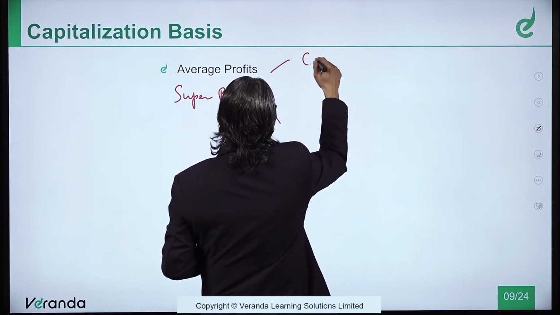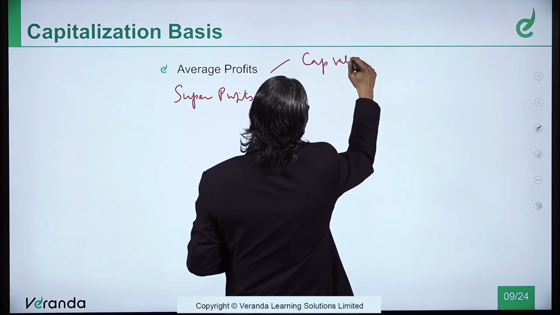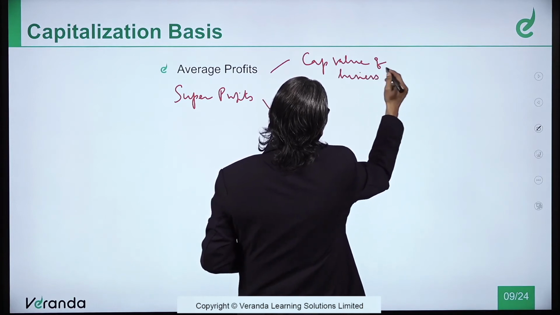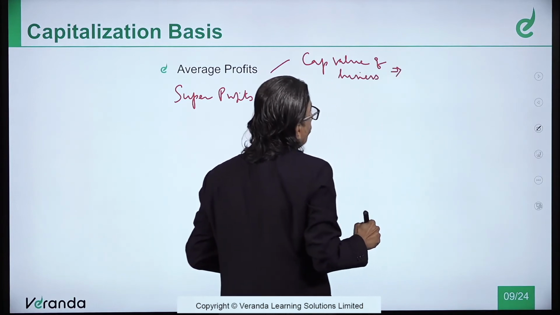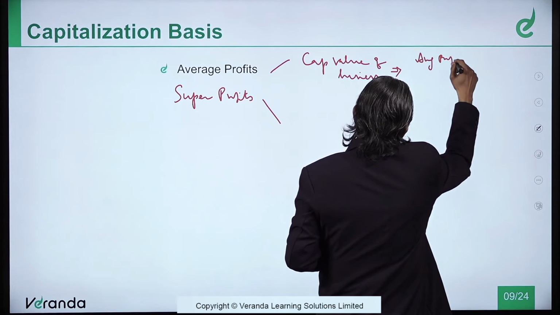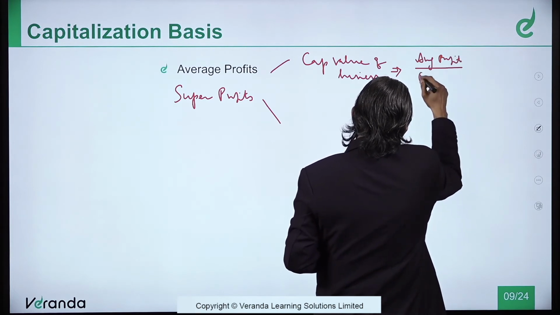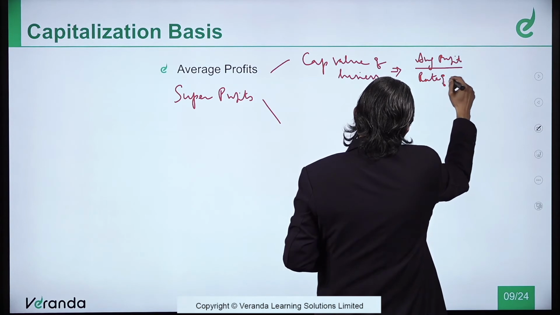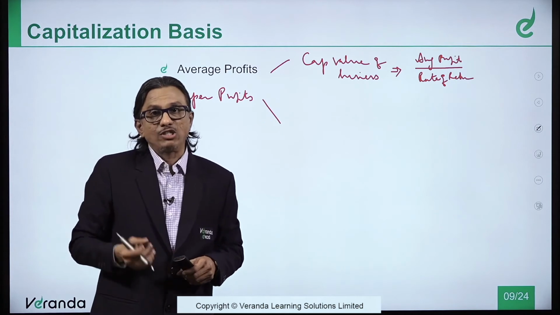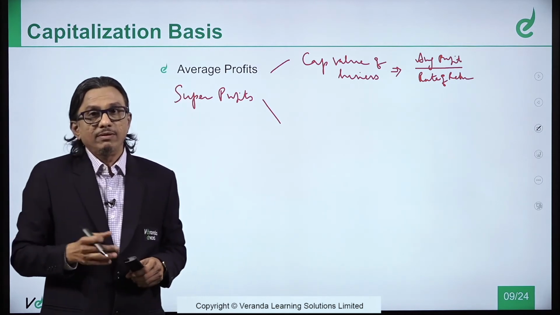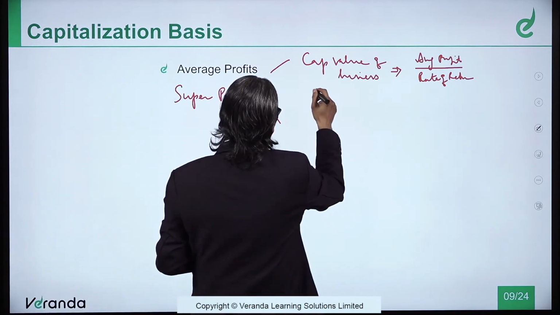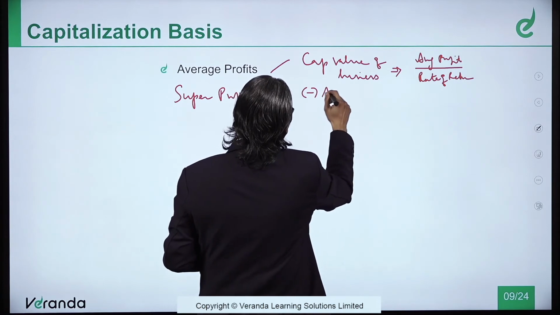Find capitalized value of business, which is equal to average profit divided by rate of return. That means first to find the average profit, divided by rate of return, you will get the capitalized value of the business. From this you deduct actual capital employed.